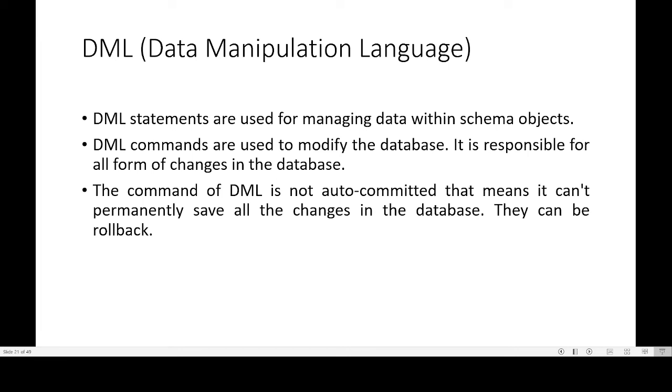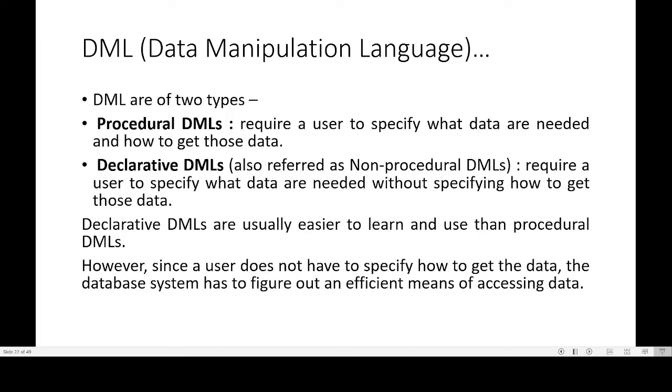Now coming on to DML, that is data manipulation language. These DML statements are basically used for managing data within the schema object. So data manipulation language commands are used to modify the database. So whatever changes happen in the database, that is due to these DML commands. The commands of DML are not auto committed, whereas DDL is auto committed. That means DML can't permanently save all the changes in the database. They can be rolled back. So since it is not auto committed, we can roll back some of the commands.